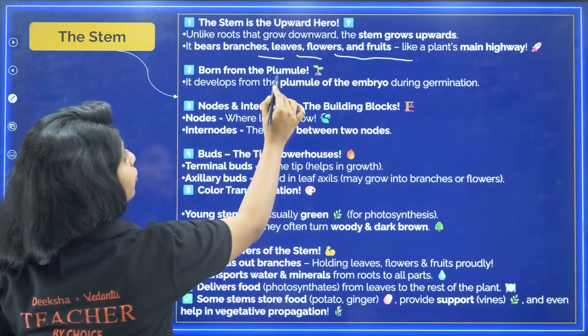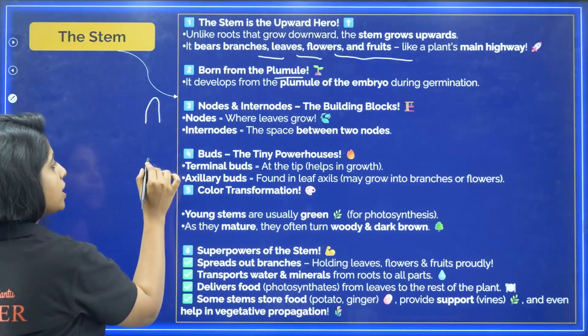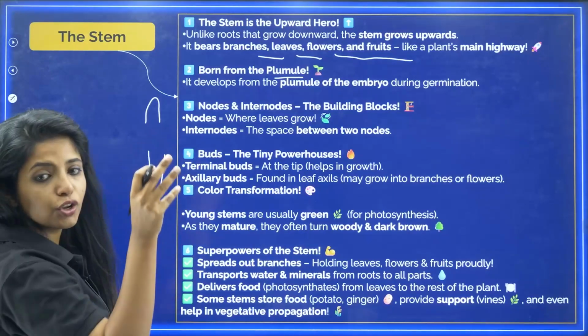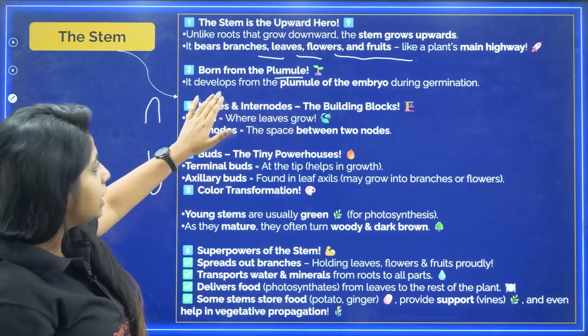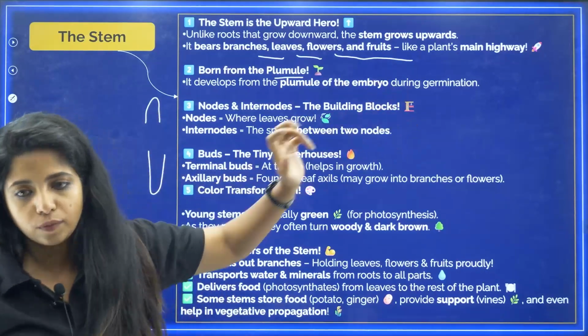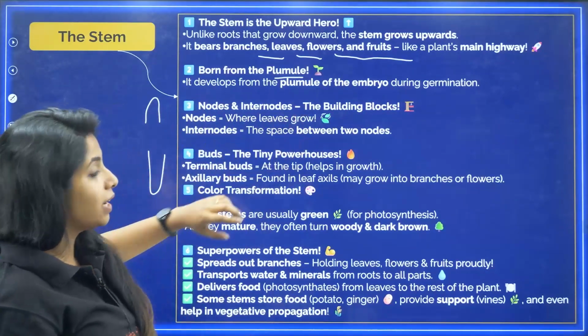So it is born from the plumule. I told you there is a plumule region and there is what? Radicle region. From the radicle region you get the root, okay. From the plumule region you are going to get the shoot. So it develops from the plumule of the embryo during what? Germination. There are nodes and internodes that are the building blocks.